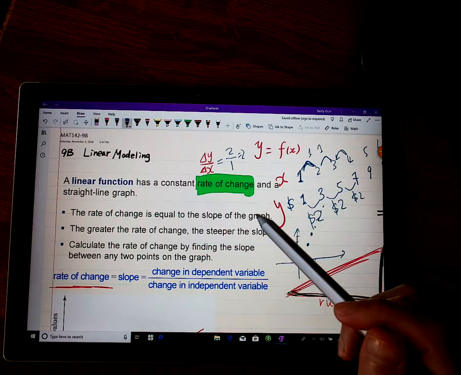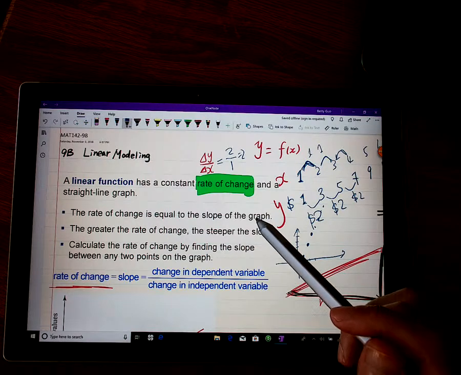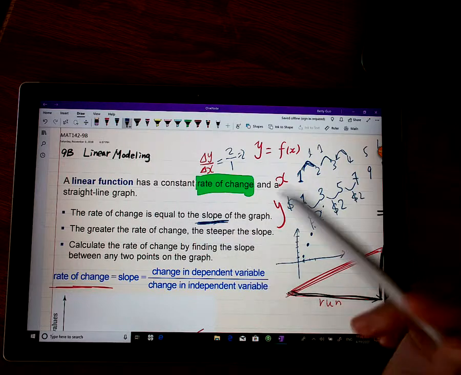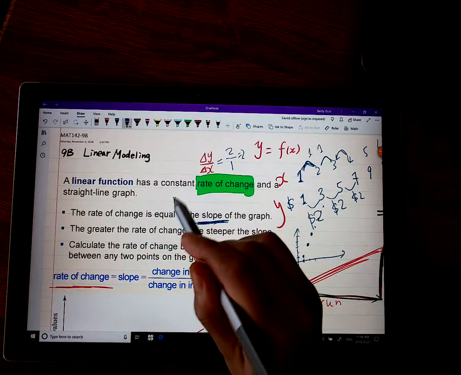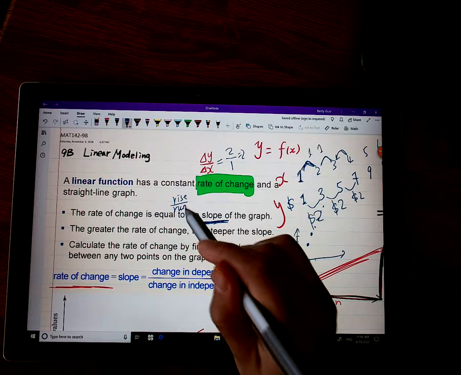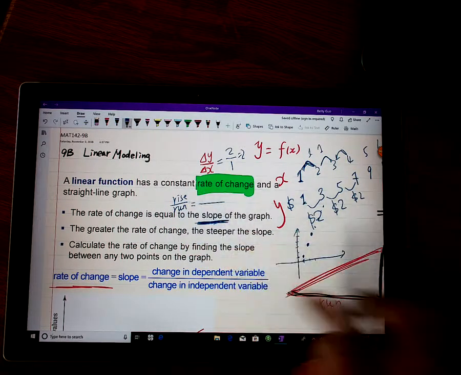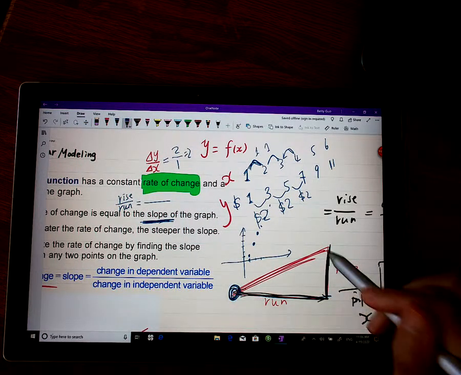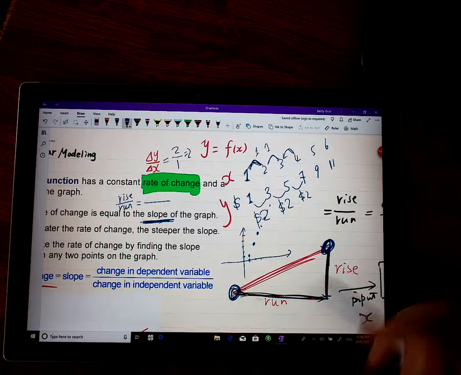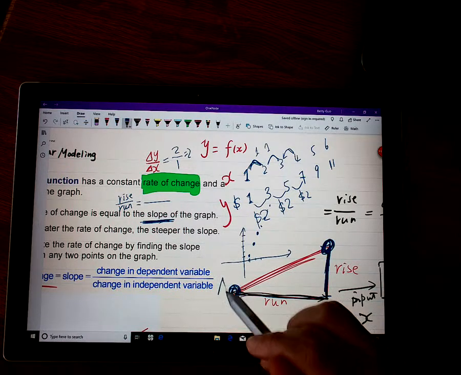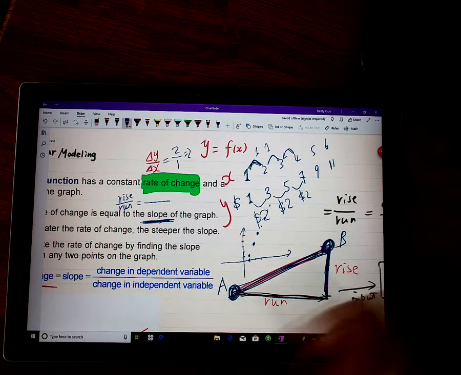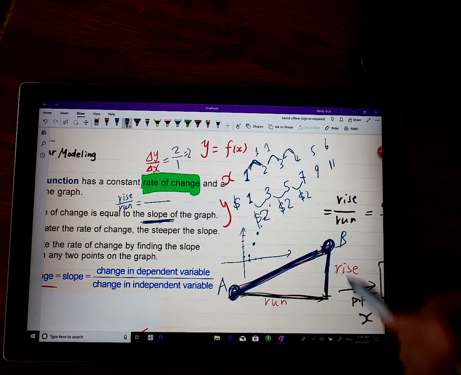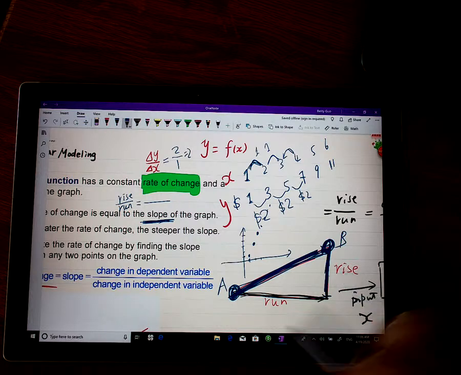We know the graph of a linear function is a straight line, right? A very important feature of the straight line is the slope. Slope is defined as rise over run. Remember that. Rise over run, by common sense. When you look at this, when you go from this point to this point, this is your rise, right? When you go from point A to point B, the horizontal change is the run, and the vertical change is the rise. That gives you the slope, rise over run.